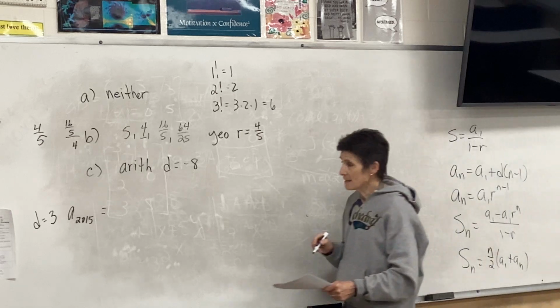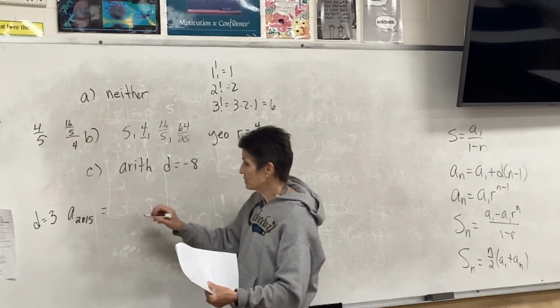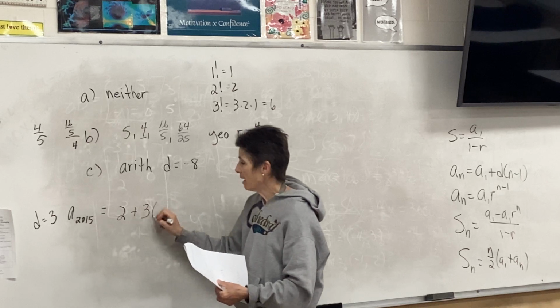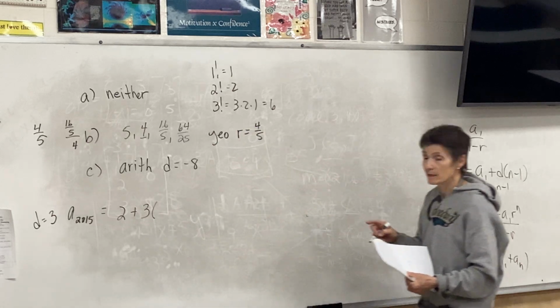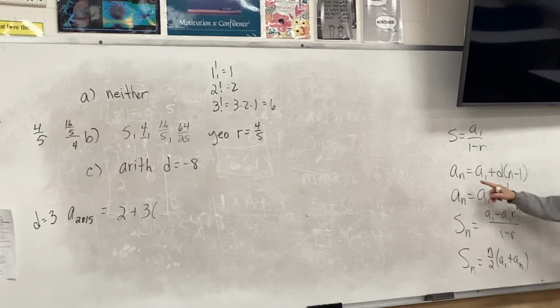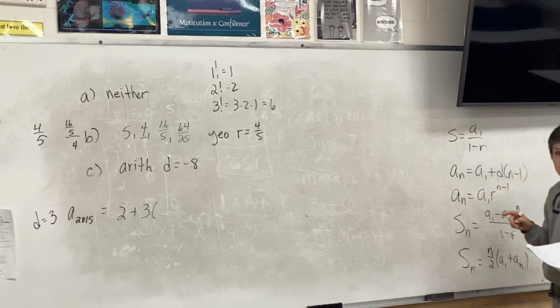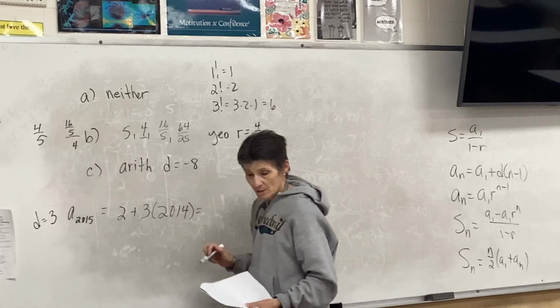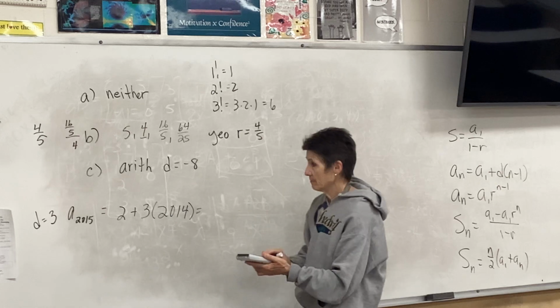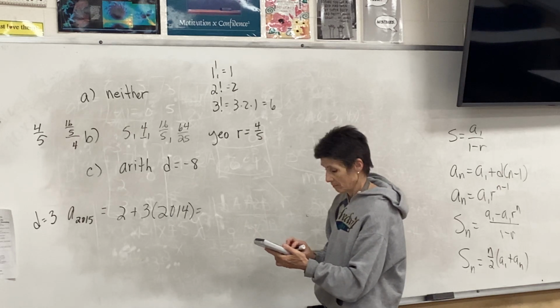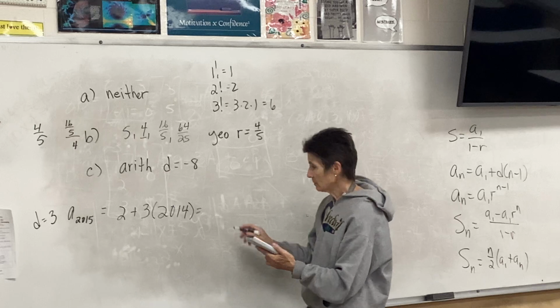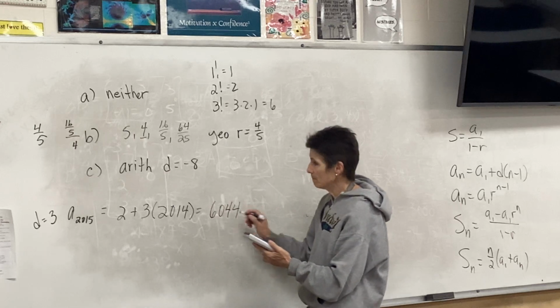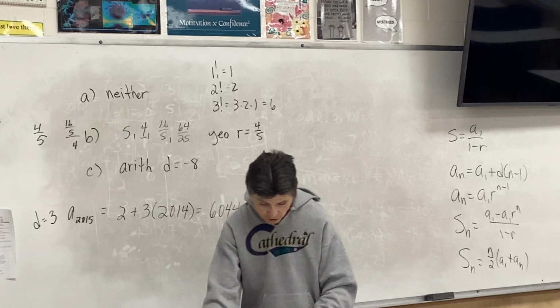So that formula says take the first term, which is 2, add the common difference, which is 3, we figured that out, and then remember that n and that n are the same. So if that's 2015, this is going to be 2014. So I take my calculator out. And it looks like 6,044 is the answer to that question.